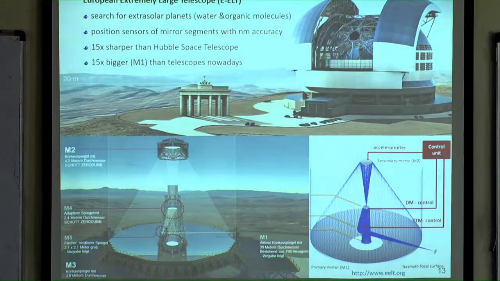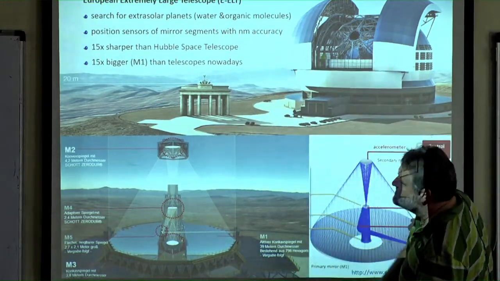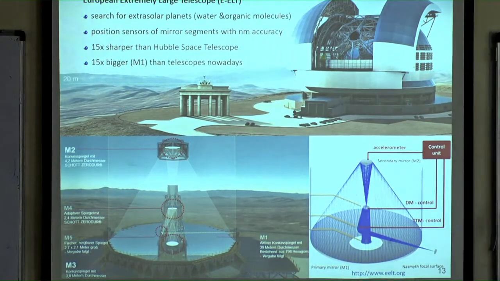Or here, this is one of the new ones, the European Extremely Large Telescope. This is the Brandenburg Gate in Berlin, in front of our parliament. So this is a much larger structure. If I remember right, it will be built somewhere in a remote area in Spain. An expensive thing, therefore it's done together with many countries.